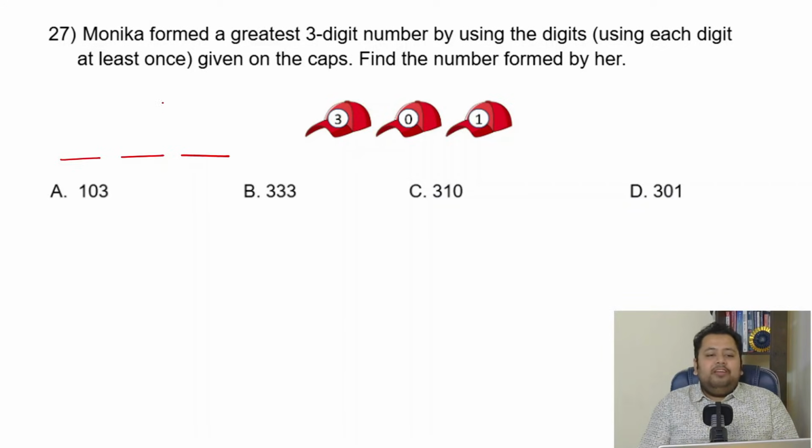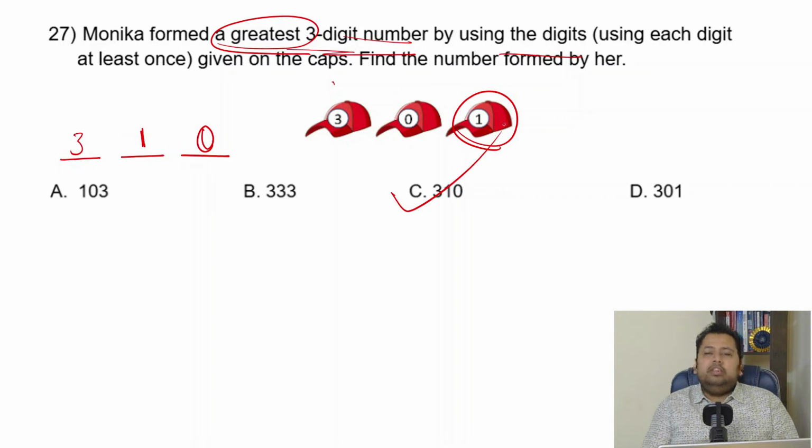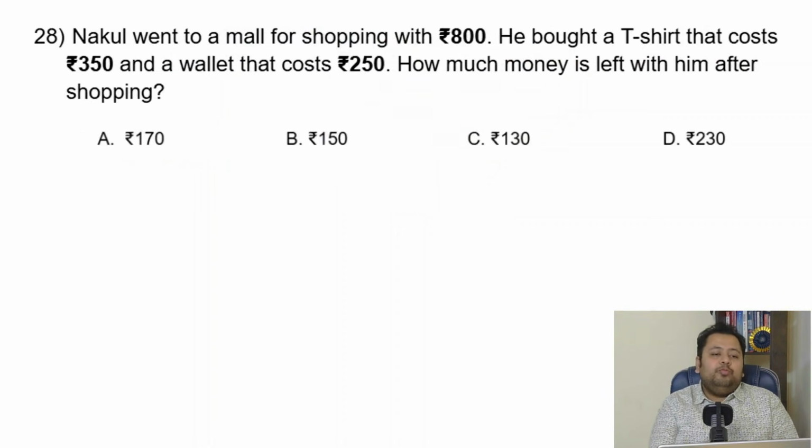Great. Easy one. Monica formed a three-digit number by using the digits 3, 0, and 1. Now, if she wants to make the greatest, what does she have to do? She will have to put the greatest number in the hundreds place. So this is 3. Then the second greatest is 1. So this is 1. And the third is this. So option C is your correct answer. Hope you got this one correct as well. If you did, give yourself a star. And now we move to question number 28.